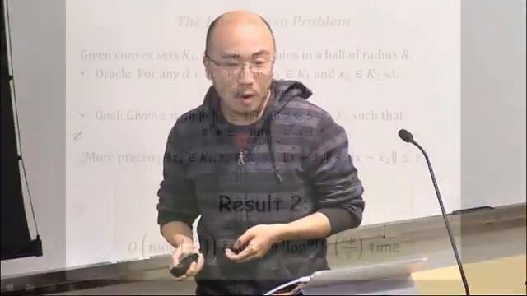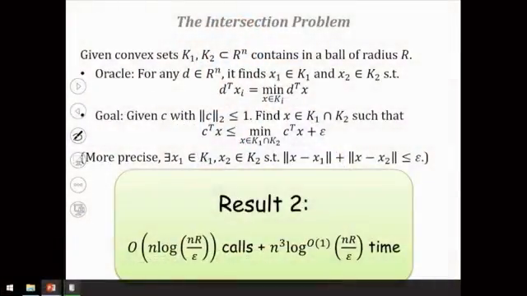Another problem I will discuss is the intersection problem, which is less famous, but I think it is a very important problem. Now we are given two convex sets, K1 and K2. Again, we don't know where the convex sets are, but we know both convex sets are inside a ball with radius R. This time the oracle is different.